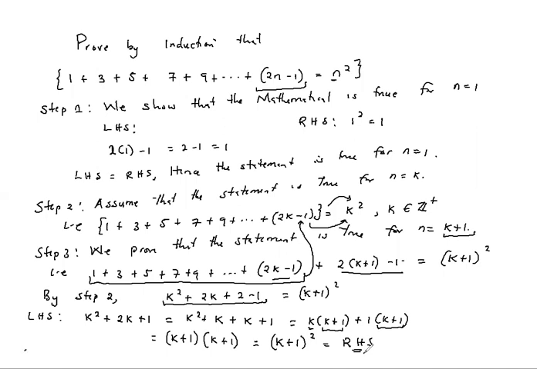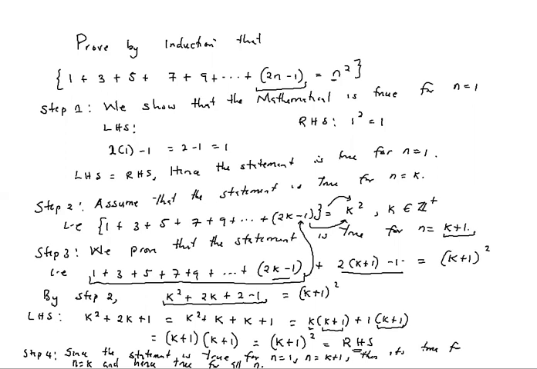So step 4 is the conclusion. So you say, since the statement is true for n is equal to 1, for n is equal to k plus 1, then it's true for n is equal to k, and hence true for all n.